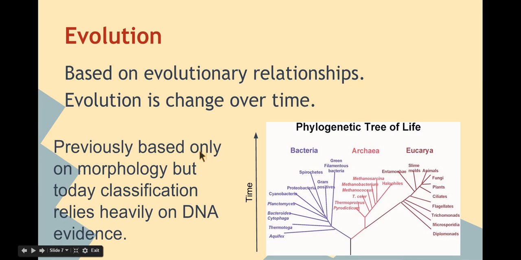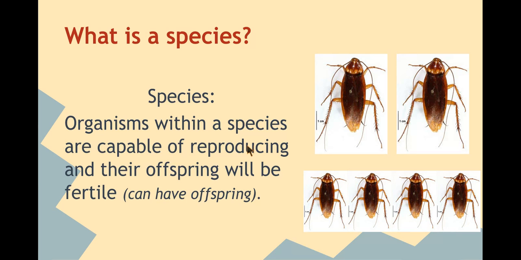So again, it was previously based on morphology, so what something looks like, but today classification relies heavily on DNA evidence, which makes our classification a little more precise. So what is a species?